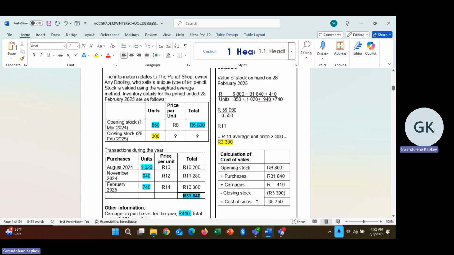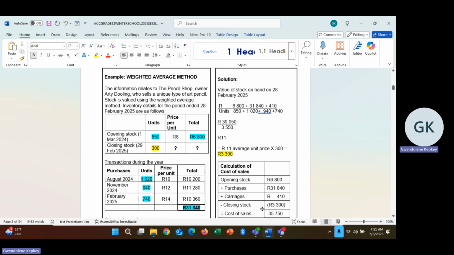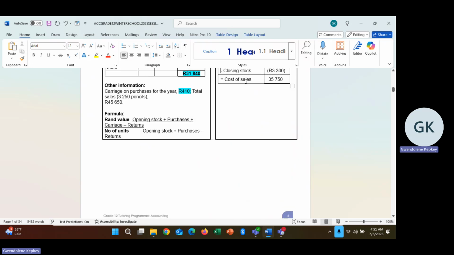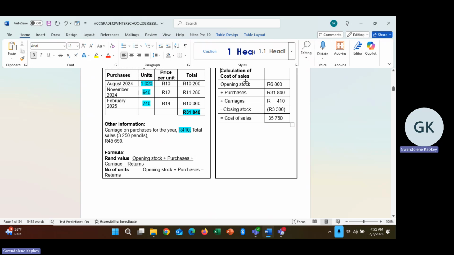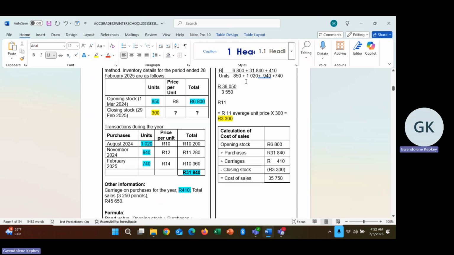Then grade 12s, we need to calculate now what is the cost of sales. So the cost of sales, if you can recall, let's do that calculation. I'm going to start with my opening stock. I have purchased items to the value of 31,840. In this example, we have carriage of 410. I'm going to add it.